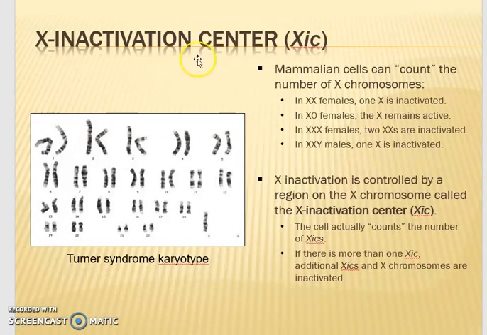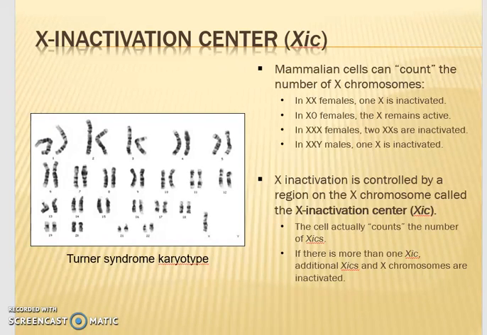Okay, so this X inactivation is pretty neat, actually, I think. The X inactivation center, I call it the XIC, I don't know if that's correct or not. Mammalian cells can count the number of X chromosomes. So in females, they can see that there are two X's and one of them is inactivated.